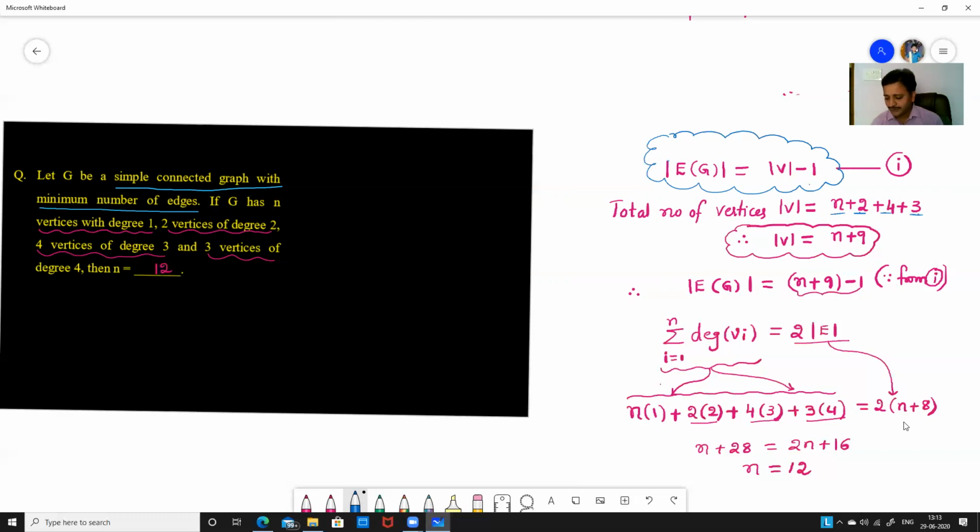After getting this, now we can take help of the sum of degrees of vertices theorem. The theorem says that the sum of degrees of all vertices is equal to 2 times the number of edges. So the sum of degrees of all vertices means n vertices of degree 1, 2 vertices of degree 2, 4 vertices of degree 3, 3 vertices of degree 4. That is equal to 2 times e, where e means the number of edges. The number of edges is n plus 9 minus 1, that means n plus 8. By solving this, you'll get n equal to 12, right? We'll see the next problem.